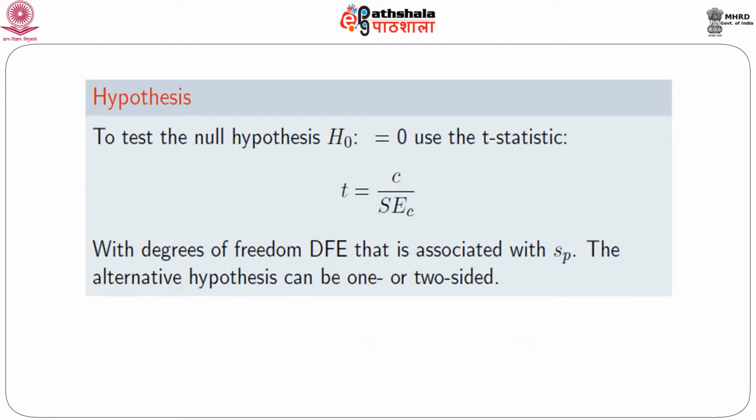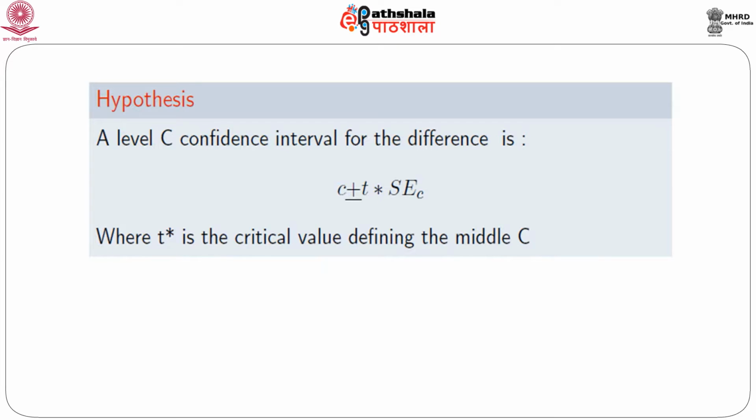Hypothesis. To test the null hypothesis H naught, psi equal to 0, use the test statistic t equal to c by SEc with degrees of freedom DFE that is associated with sp. The alternative hypothesis can be one or two-sided. A level C confidence interval for the difference is c plus minus t star times SEc, where t star is the critical value defining the middle C.